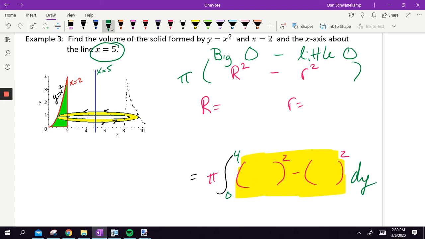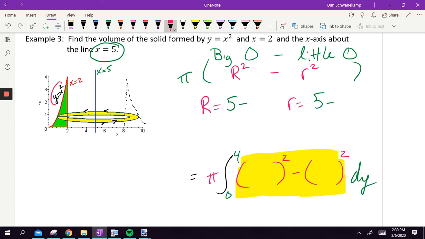Is 5 the line furthest to the right? Yes, so for both of them, it is 5 minus something. Okay, it's big radius minus little radius, right to left. So my first one, my big radius, is going to go 5 minus what here? Angela, what do you think I'm going to subtract?